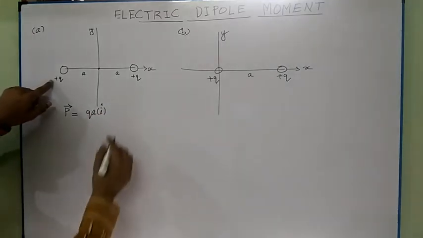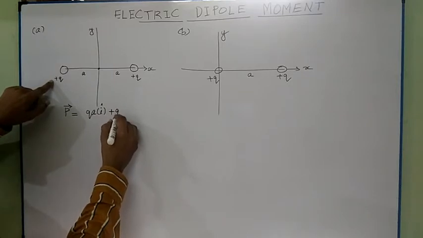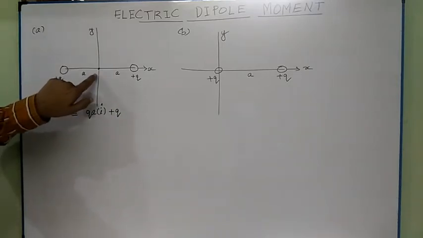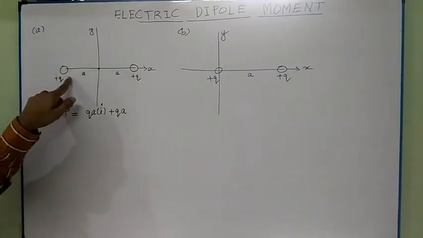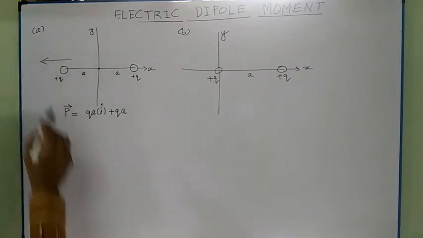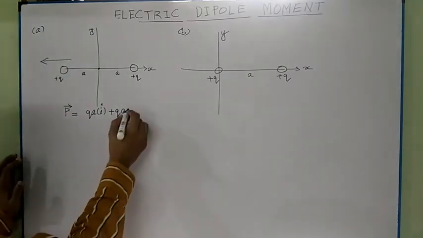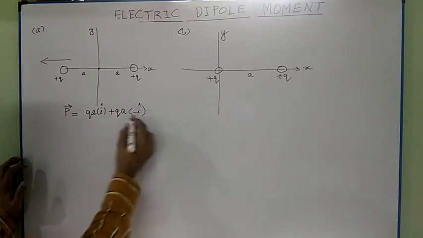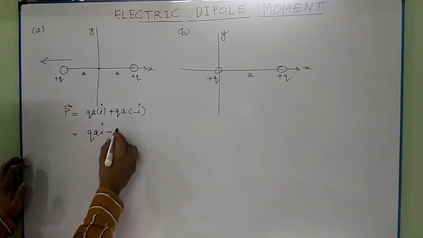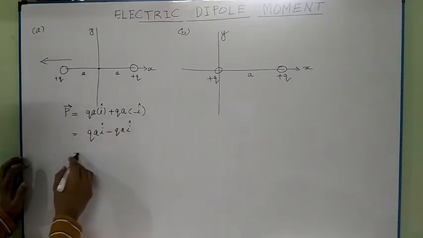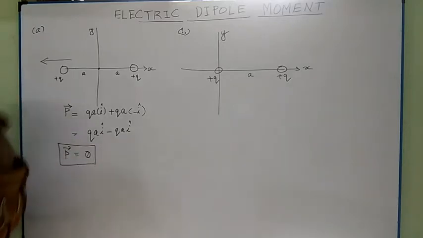அடுத்து இன்னொரு charge plus q, distance should be measured from origin, a, and what about the unit vector? This is along the negative x axis. So negative x axis na adukana unit vector vandhudu minus i cap. So we get qa i cap minus qa i cap. Therefore the dipole moment here is equal to 0. So in this case the dipole moment is equal to 0. First case la dipole moment oda value vandhudu equal to 0.